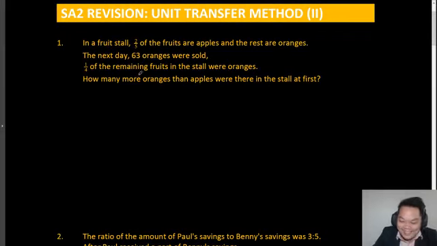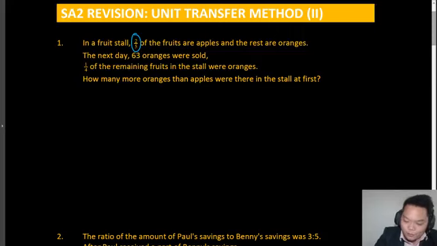In a fruit stall, 2/5 of the fruits are apples and the rest are oranges. The next day, 63 oranges were sold. 1/4 of the remaining fruits in the stall were oranges. How many more oranges than apples were there in the stall at first? So over here, let me change the color first. Let me change it to something brighter.